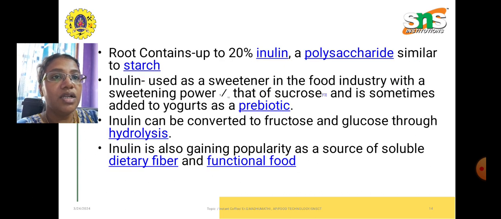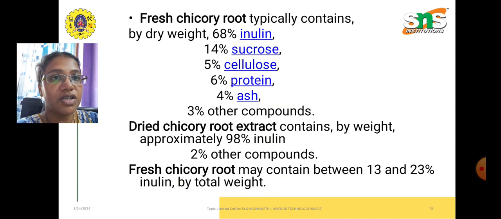Okay. So the root contains up to 20% inulin, a polysaccharide that is similar to starch. Inulin is used as a sweetener in the food industry, with a sweetening power close to that of sucrose. So it replaces sucrose, and it is sometimes added to yogurts as a prebiotic. This same inulin can be converted to fructose and glucose through the process of hydrolysis. It is also gaining more popularity as a source of soluble dietary fiber and a functional food.